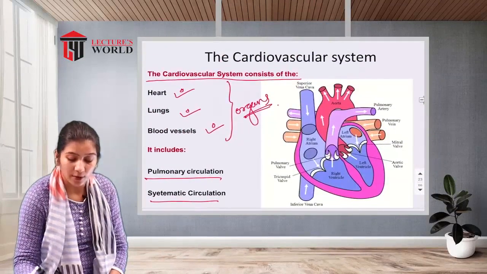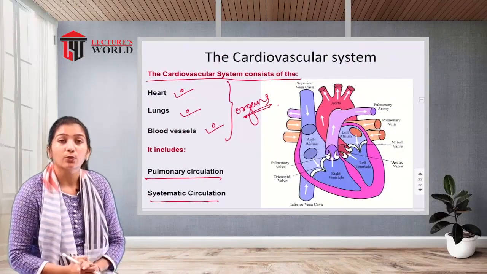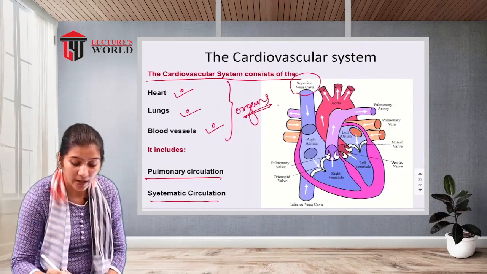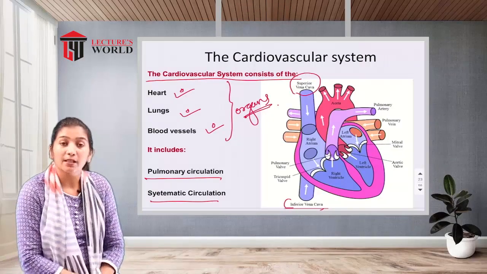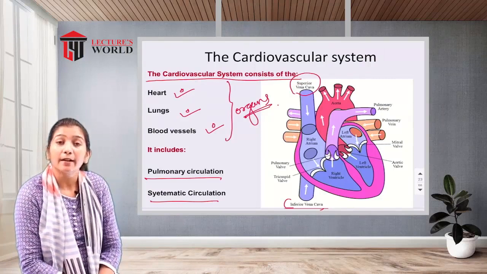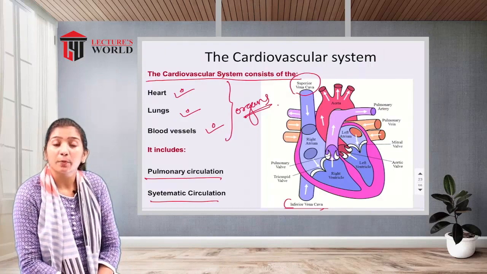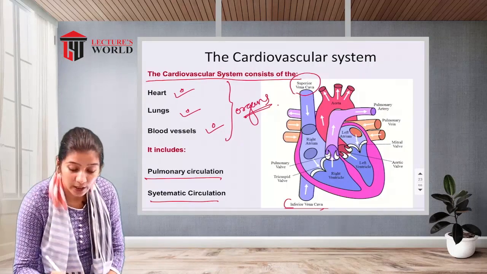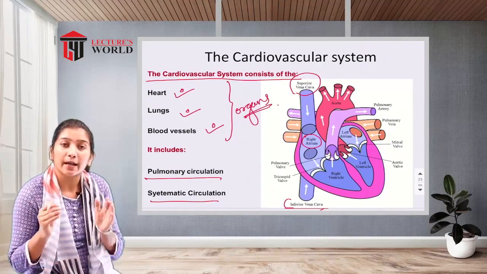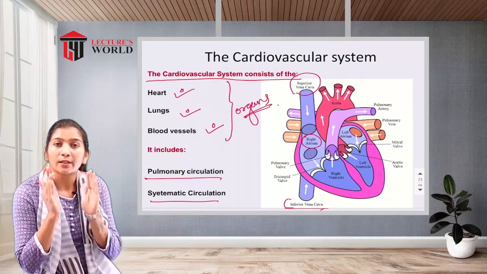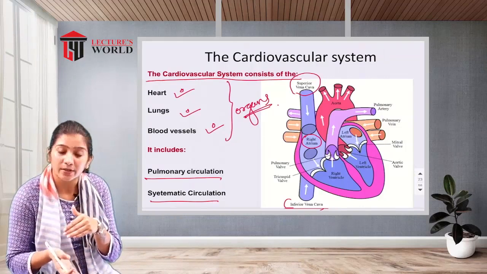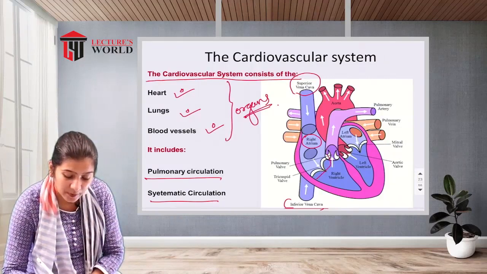Before moving to the pulmonary circulation, let me tell you the general circulation of the heart. The superior vena cava and the inferior vena cava collect deoxygenated blood from the body area, and that deoxygenated blood, the superior and inferior vena cava carry to the right atrium. So all the deoxygenated blood is collected in the right atrium. From the right atrium, the deoxygenated blood comes down into the right ventricle with the help of the tricuspid valve.